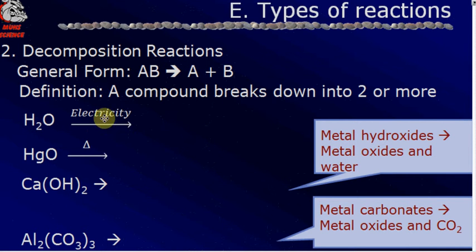So we have water, we run an electric current through it, and it's going to break down into hydrogen and oxygen gases. Well, we got to write the formula for hydrogen and oxygen gases correctly. So the formula for hydrogen gas, again, that's a diatomic, so it's H2 plus O2.